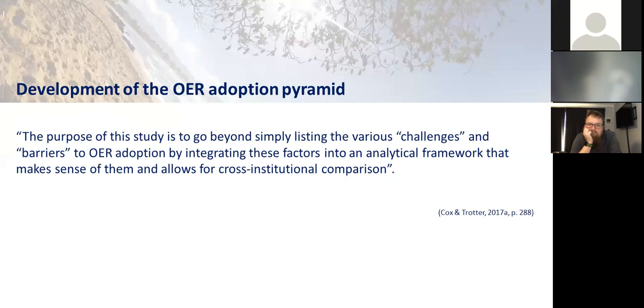So to look at the slide here, the purpose of their study was to go beyond simply listing the various challenges or barriers to OER adoption. Rather, they wanted to integrate these factors, these barriers, these challenges, into an analytical framework that makes sense of them and allows for cross-institutional comparison. So what they saw was, with their research there were all these barriers that came into play, and a lot of research on OER adoption, OER engagement, talks about the various barriers encountered within an institution, and the study often ends there. But what Cox and Trotter wanted to do was organize these barriers into an analytical framework.